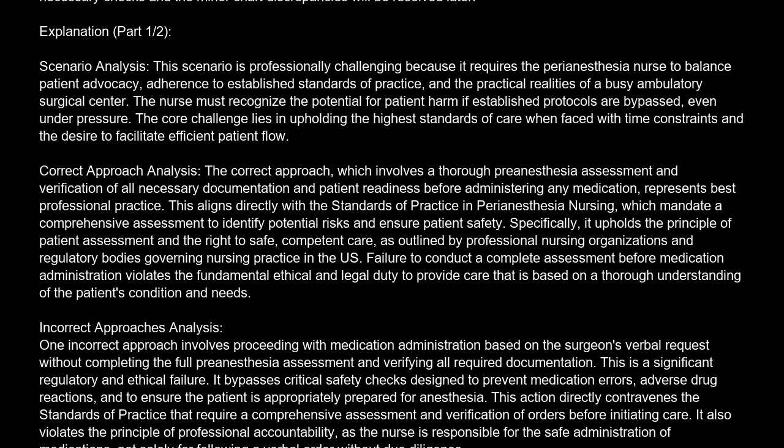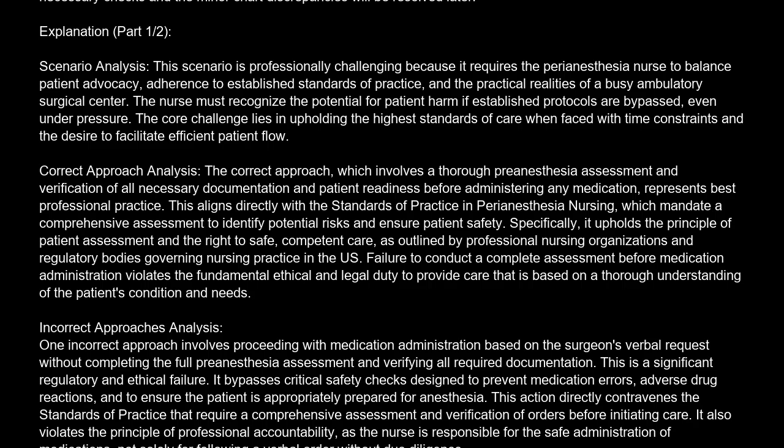This aligns directly with the standards of practice in perianesthesia nursing, which mandate a comprehensive assessment to identify potential risks and ensure patient safety. Specifically, it upholds the principle of patient assessment and the right to safe, competent care, as outlined by professional nursing organizations and regulatory bodies governing nursing practice in the U.S. Failure to conduct a complete assessment before medication administration violates the fundamental ethical and legal duty to provide care that is based on a thorough understanding of the patient's condition and needs.